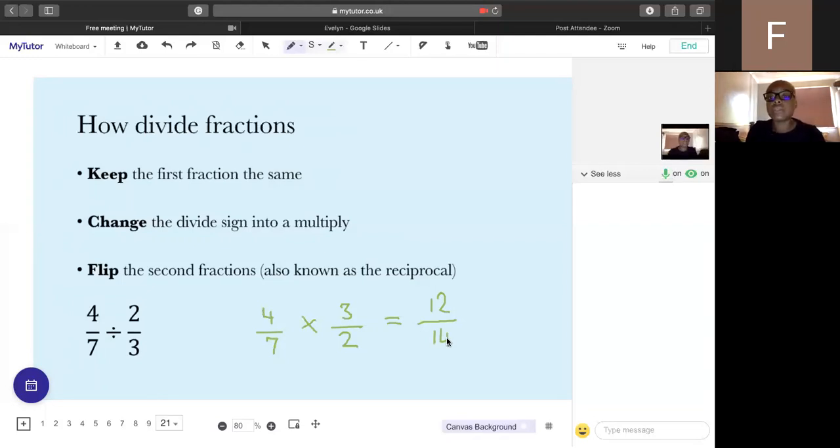Now, if we wanted to simplify this fraction, I know that both of these are even numbers. So if I use a different color pen, I can divide these by 2. 12 divided by 2 is 6, and 14 divided by 2 is 7. So our final answer would be 6 over 7 in its simplest form. But to divide fractions, always remember keep, change, flip. Keep the first one, change the sign, and then flip the second fraction.